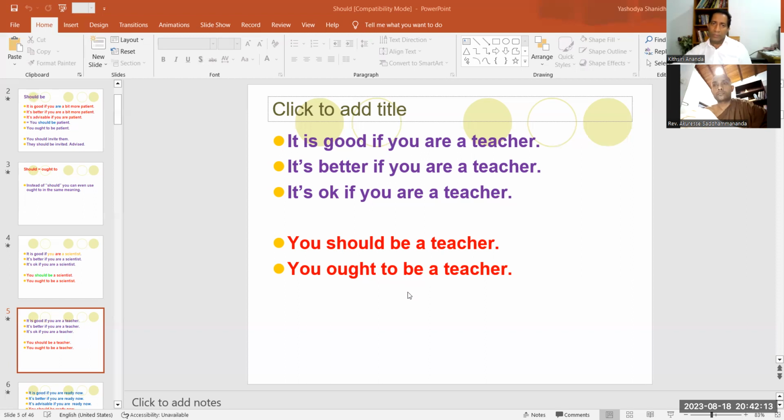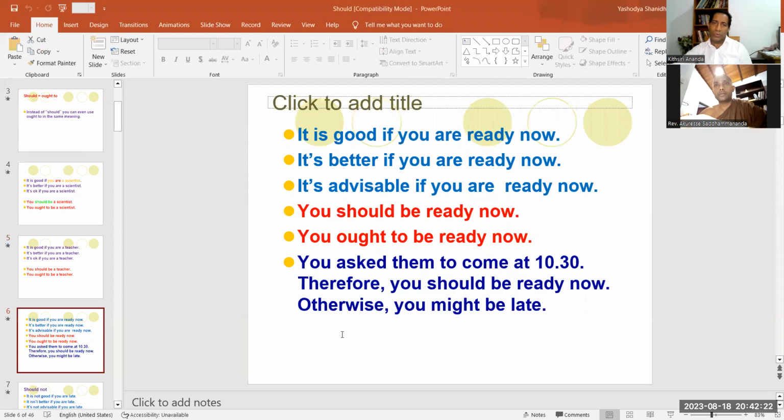Okay. That is the idea that we can just have simply by using should or ought to. You should be ready now.